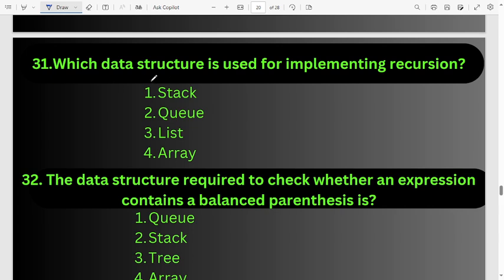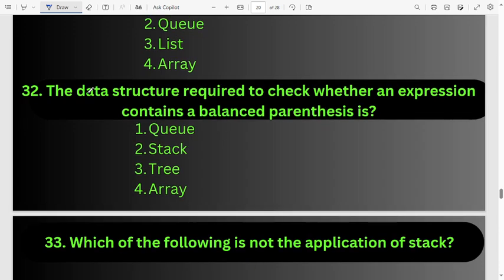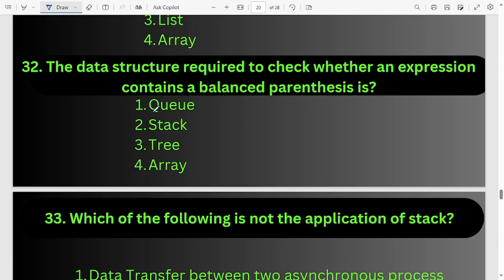Next question is, which data structure is used for implementing recursion? It is important. BPSC used to ask this kind of question. So the options are stack, queue, list, array. The correct answer will be stack. Data structure is one of the most important, crucial topics. So try to focus on that. The data structure required to check whether an expression contains a balanced parenthesis is queue, stack, tree, array. The correct answer will be stack.